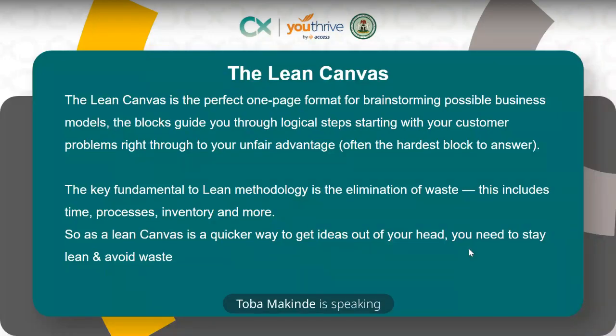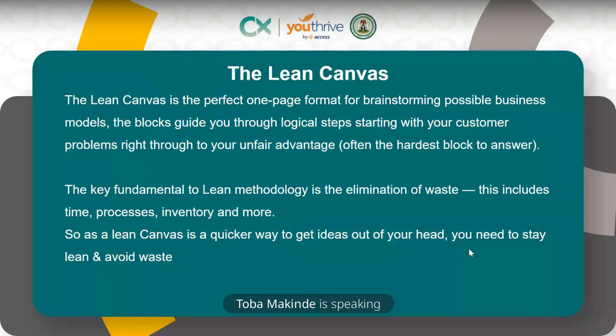So the Lean Canvas is a one-page format for brainstorming possible business models. I'll show you how it looks. The blocks of this business canvas guide you through logical steps, starting with your customer problems, right through to your unfair advantage, and the key fundamentals of the lean method.